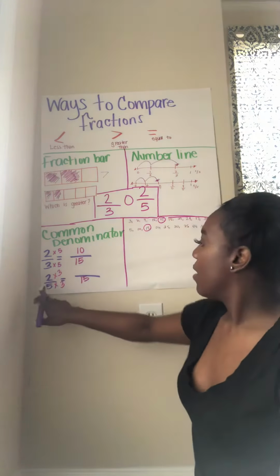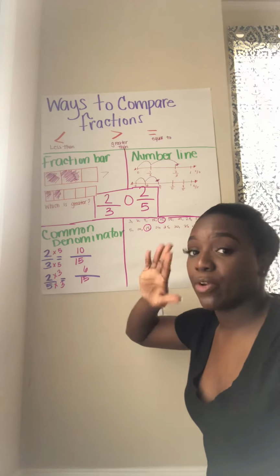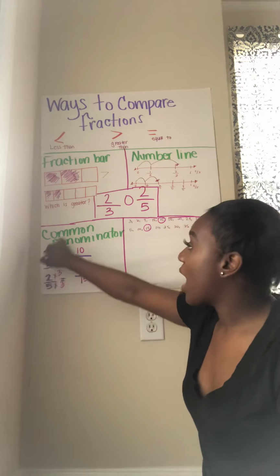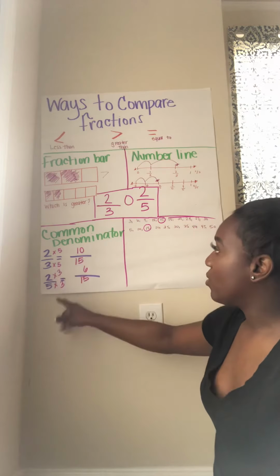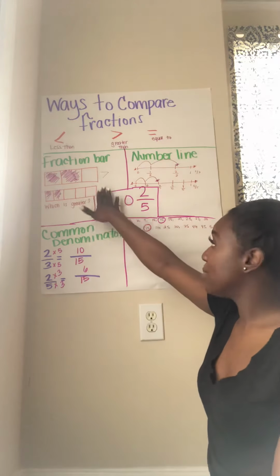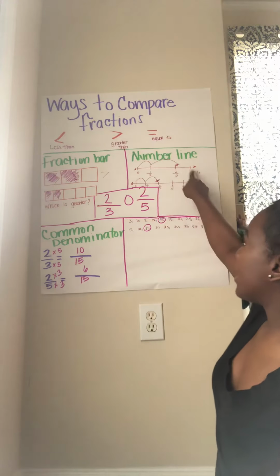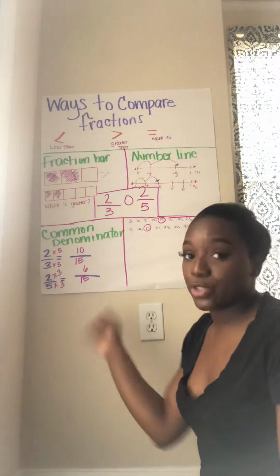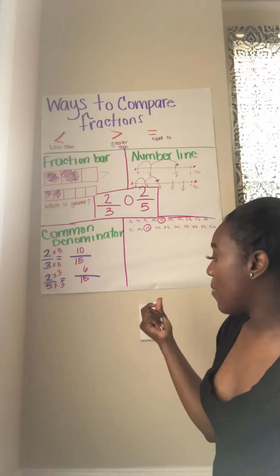The only time you can look at the numerator to figure out which one is less than, greater than, or equal to is if they have common denominators. Common meaning the same denominator. If they do not have the same denominator, I'm simply going to draw out a fraction bar, shade it in, and see which one takes up the most space. Or I'm going to use a number line, and I'm going to hop, skip, jump, do whatever I need to do to figure out which one is common.